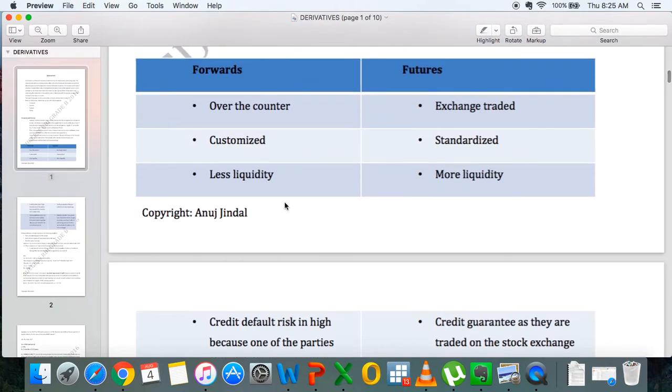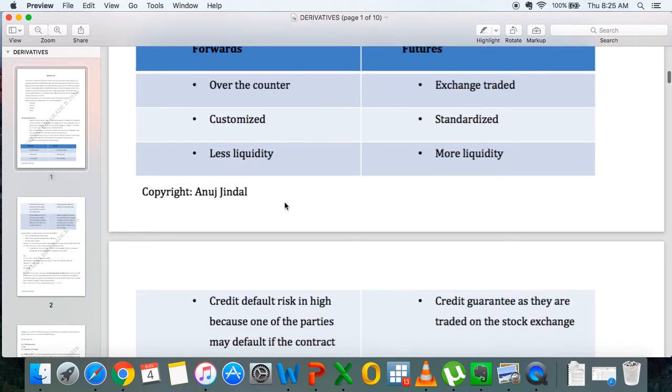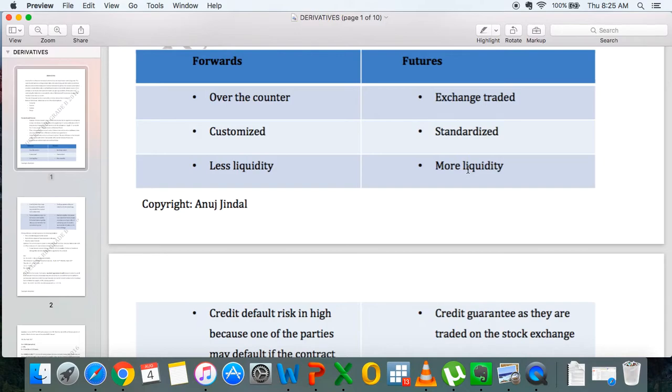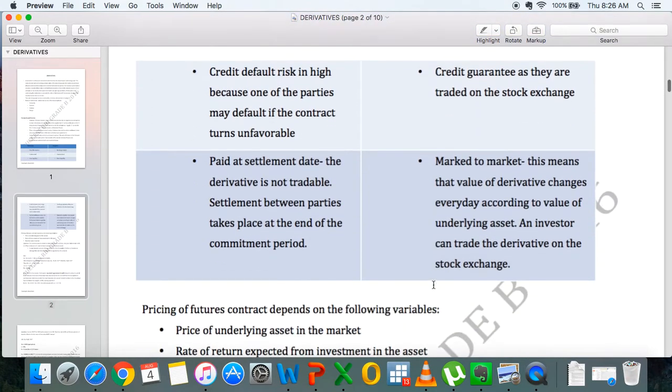Another reason for less liquidity is default risk. After the contract ends, person B may say, the price of carrots is too high in the market, I will have to provide it to you at too low a price, I cannot honor the contract. If you want to take me to court, let's do it. It doesn't really matter because I'm losing out anyway. So there is a default risk attached there. But in a future, the default risk is very low because there is a guarantee given by the stock exchange or the guarantors. So it's more liquid.